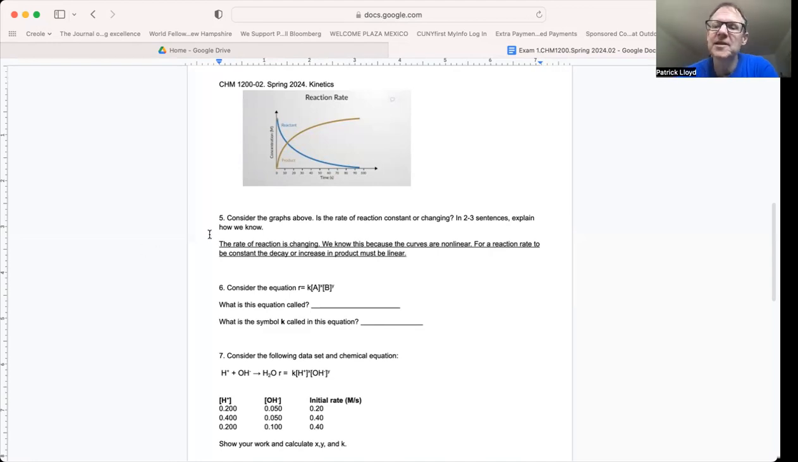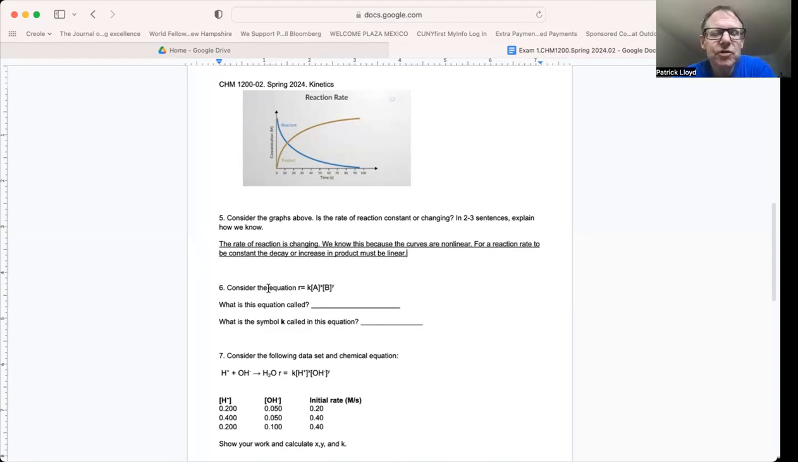Okay. So it doesn't mean that the reactants don't decrease. Decreasing doesn't mean anything about whether the rate is constant or not. Reactants should react, so they should always decrease. It's the shape of the curve that's important.